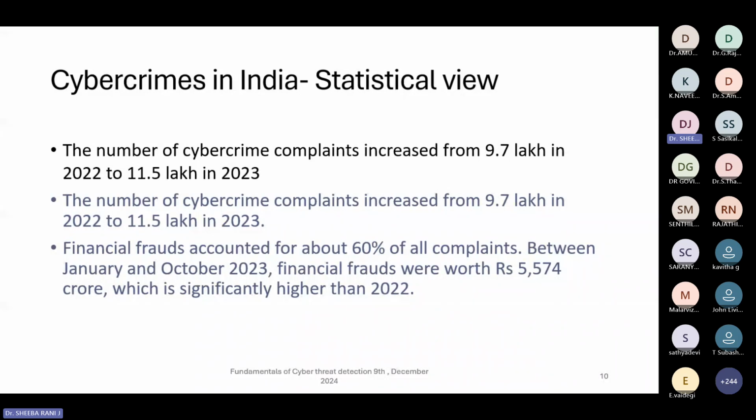Okay, so that's why you see that the number of cyber crimes increased from 9.7 lakh in 2022 to 11.5 lakh, because people are more aware, so they're complaining, that's fine. Among these 9.7 to 11.5 lakh, financial frauds account for about 60%. So you see how much security we have to spend.